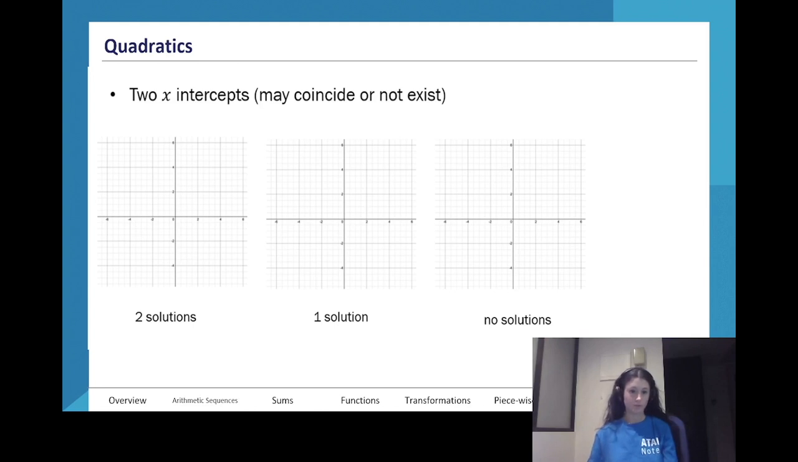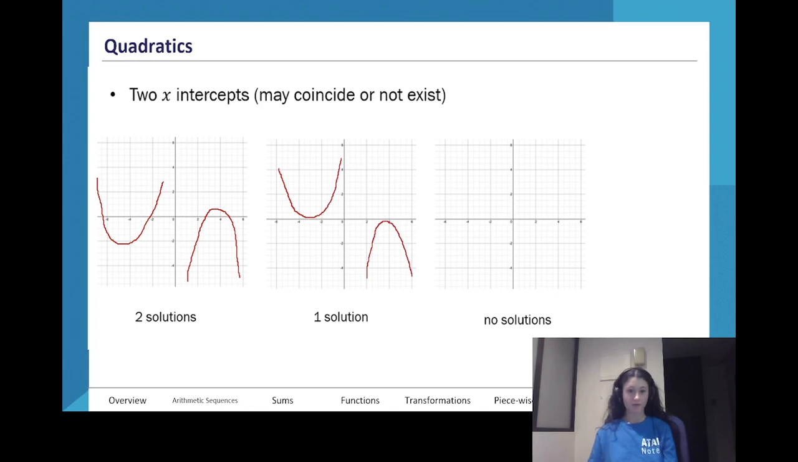So an example of quadratics with two solutions might look something like this, or something like this even. As you can see, there are two clear cases where the curve intercepts the x-axis. A case where there is one solution might look something like this. So it just touches it once. Like that.